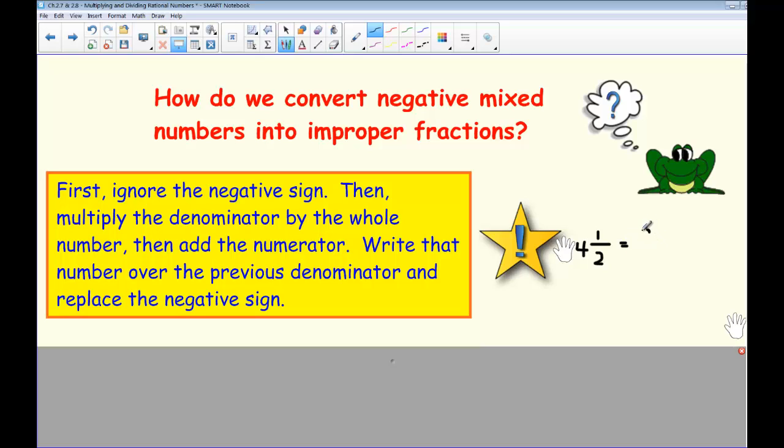So that becomes my numerator over my previous denominator, which was 2. So I get 9 over 2. Now what I do is I remove my hand here, because I've got to remember that this was actually a negative fraction. So I put the negative sign back. I really have negative 9 over 2.